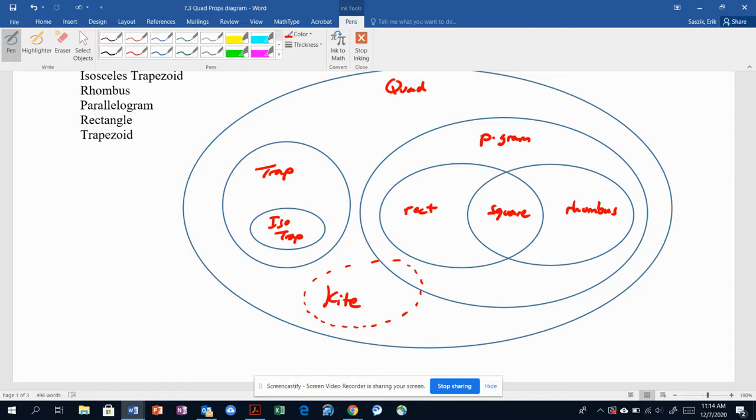In other words, a square is a special kite. A rhombus is a special kite, a kite with all four sides congruent, that'd be a rhombus. But you see, not all kites are parallelograms, so that's why we can't really put it in that parallelogram oval. But a rhombus is a special kite, a square is a special kite.